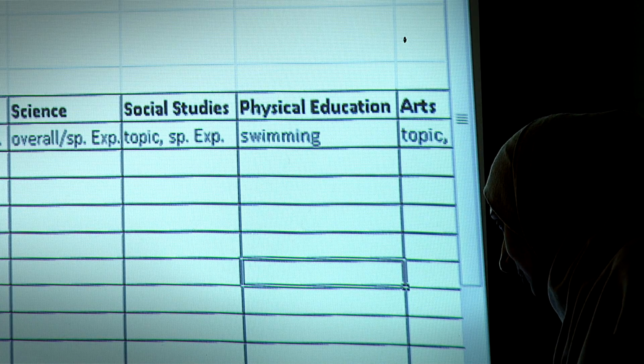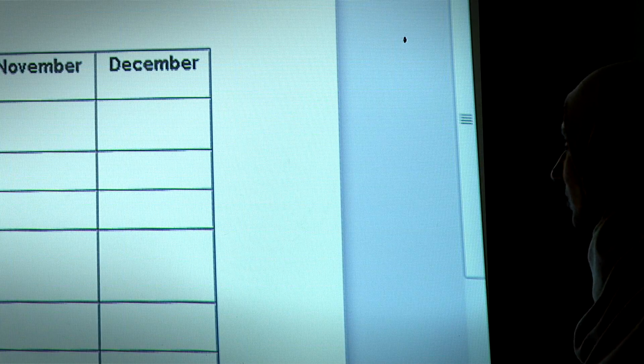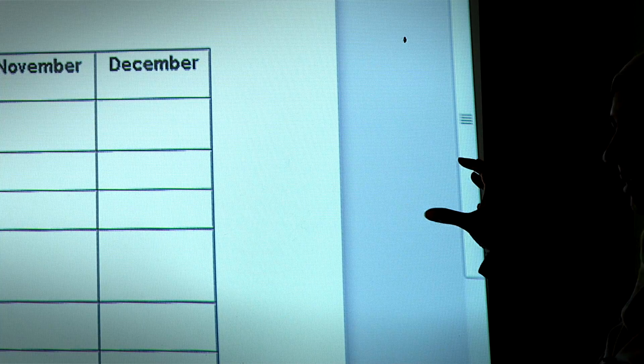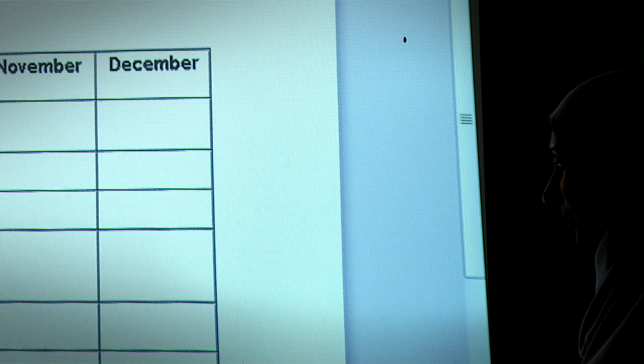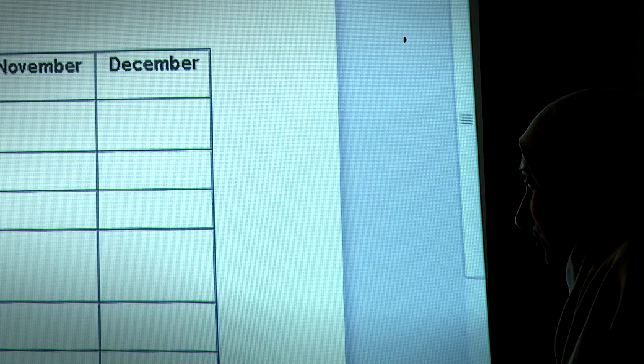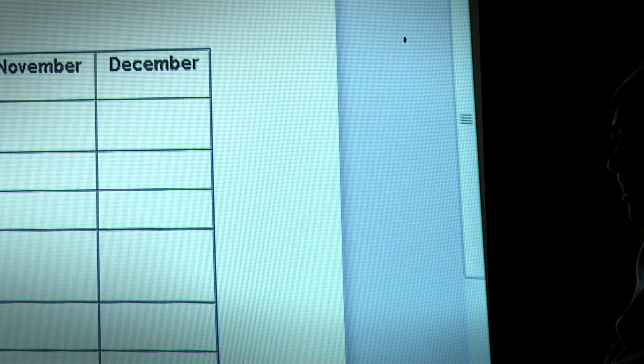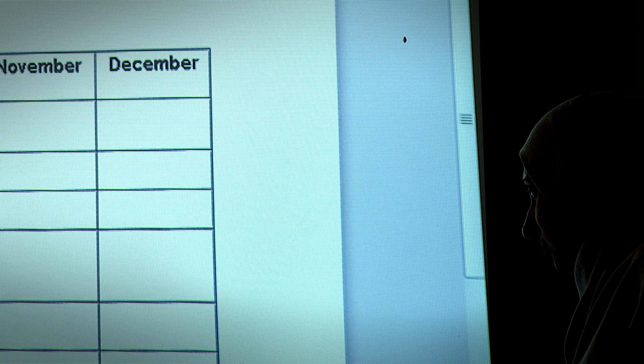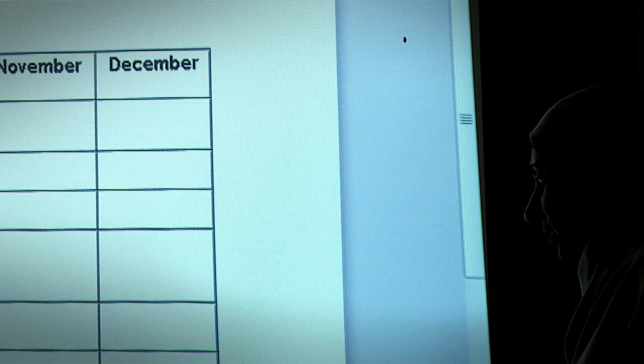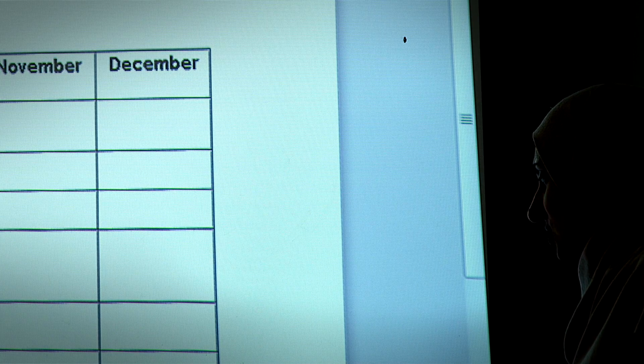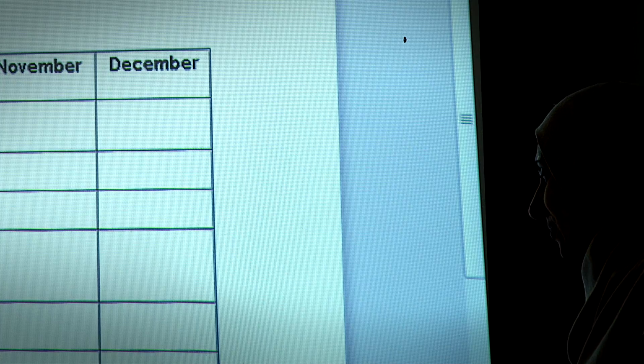The other example of a long-range plan is this one. These are monthly. So again, this is term 1, and you'd have one for term 2 and term 3. What's the name of the unit? This is subject-based. So let's say it's math. You're doing measurement, that's the name of the unit. What are the overall and specific expectations? What's the grade level? How are you going to teach them this?